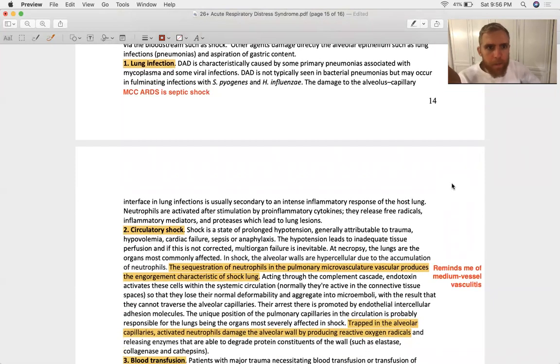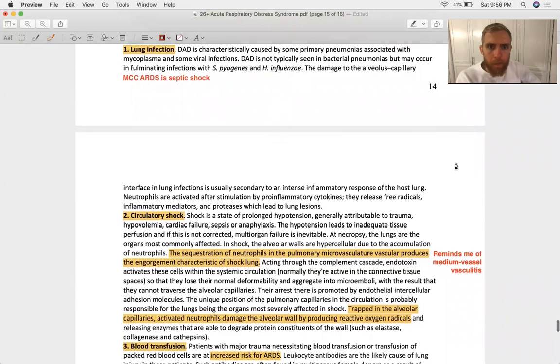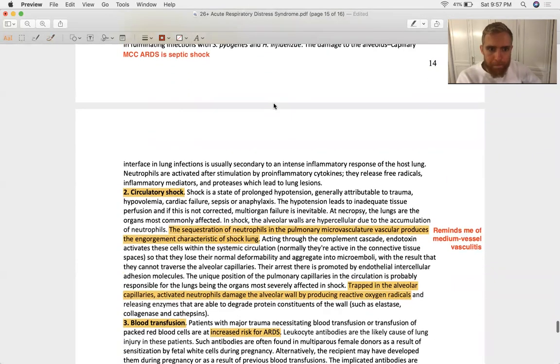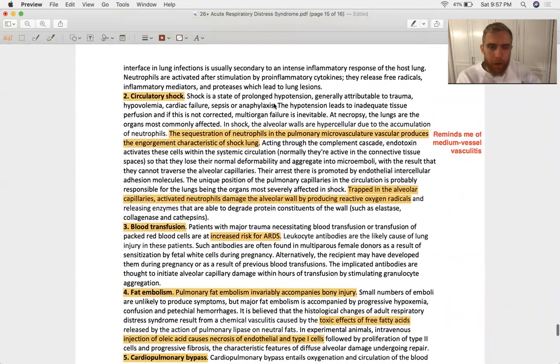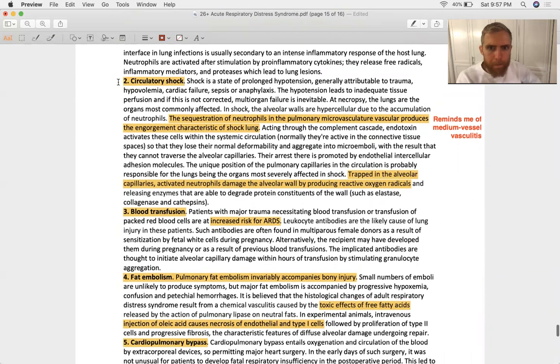Number one cause, again, lung infection. Mycoplasma and viral infections are the most common causes of infectious ARDS, but then septic shock can give you ARDS. That's typically bacteria. So the mechanism for that, again, is a lot of neutrophils reacting to the cytokines. The neutrophils kill everything, including your lung cells. It's all downhill from there.